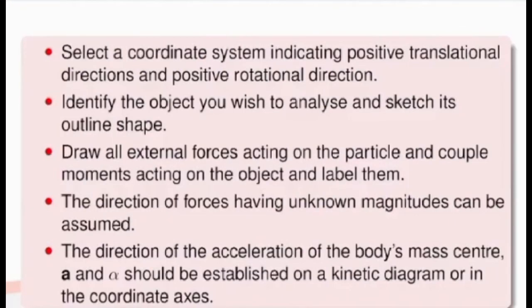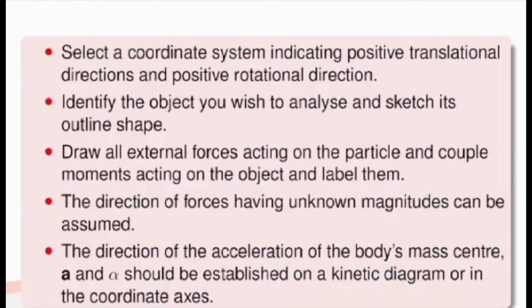So for the summary of our report, we always need to first draw a FBD of the problem before we can solve it. And now we need to select a coordinate system indicating positive translational directions and positive rotational direction. Identify the object you wish to analyze and sketch its outline shape. Draw all external forces acting on the particle and couple moments acting on the object and label them. The direction of forces having unknown magnitudes can be assumed.